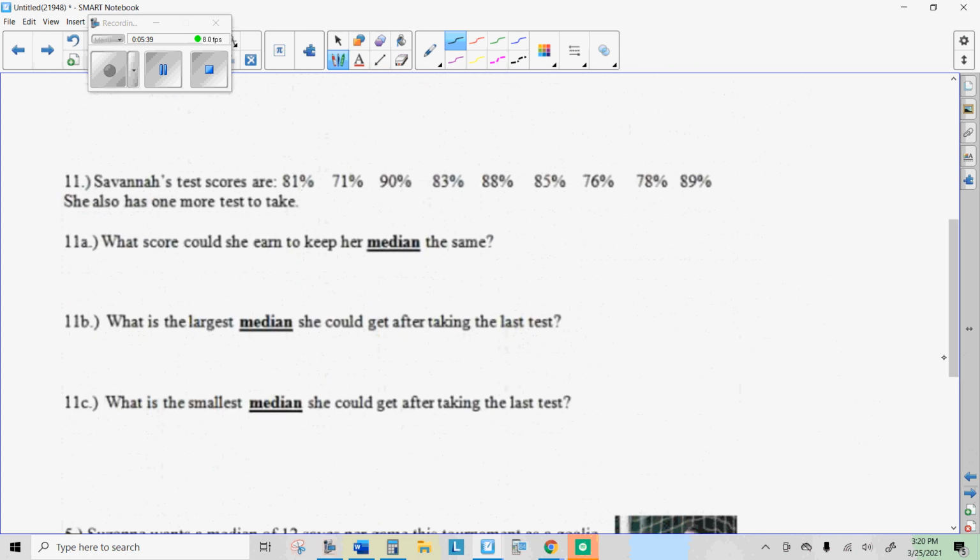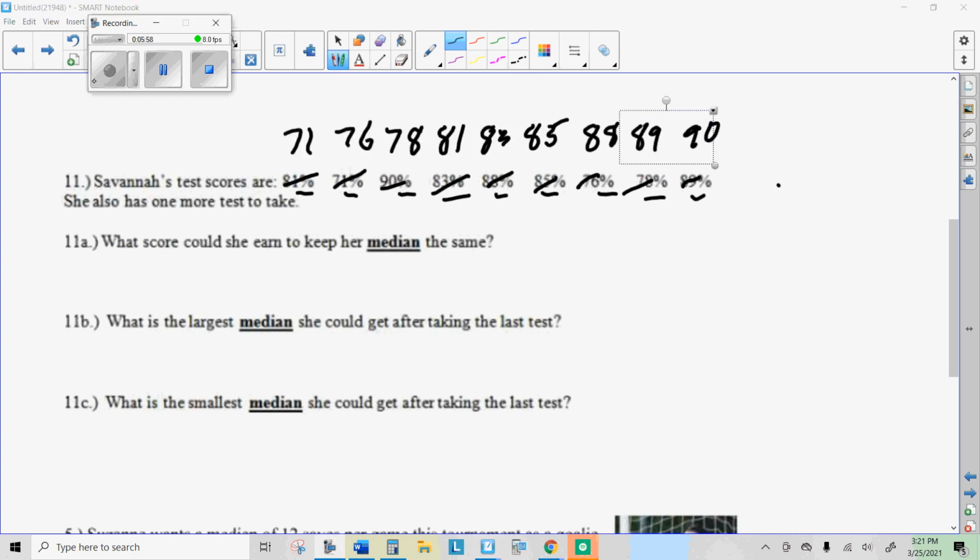Number 11 here, let's talk about the median. So it says Savannah's test scores are all of these. So we're going to put them in order, and then we're going to find the median, and then we're going to answer some questions about that. All right, so I put them all in order, and there are 9 of them. Whenever there's an odd number, that means there is a number right in the middle, so that'll be our median. Right there is the middle number, 83.